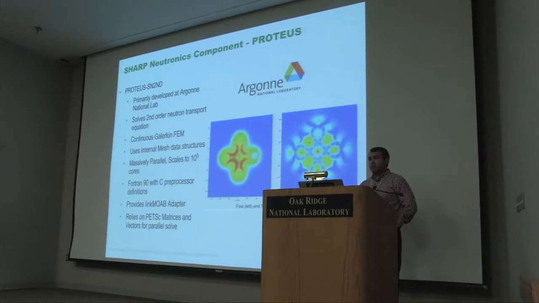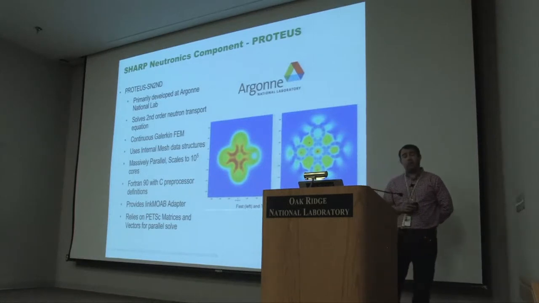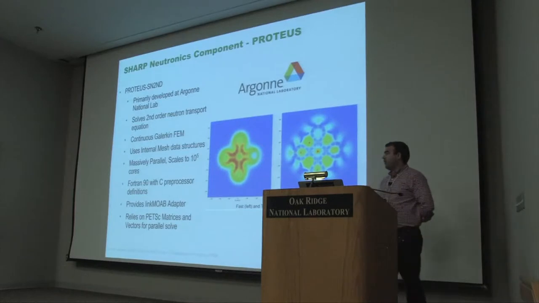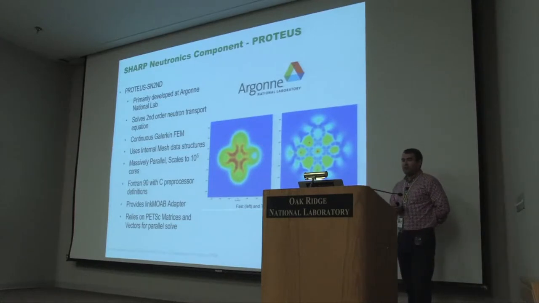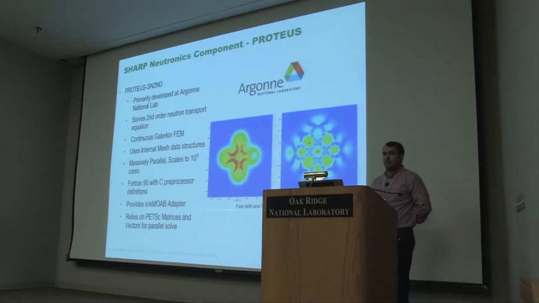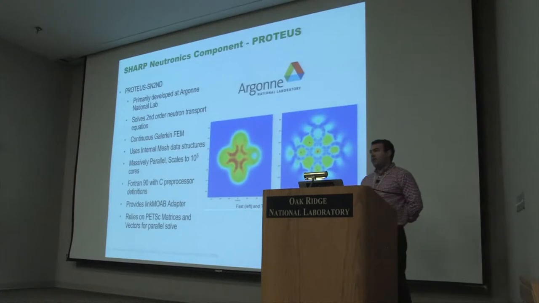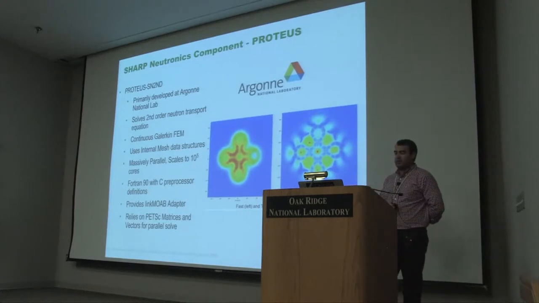It's basically completely Fortran. It's Fortran 90 in a lot of places. The MOAB adapter that they wrote is actually Fortran 77, I'm pretty sure. Actually, I take that back, it's Fortran 90 as well. There are other pieces that are Fortran 77. It has a few C preprocessor definitions. And its solve leverages the PETSc library. I don't know how many people are familiar with PETSc, but it provides parallel matrix and vector data structures to do these Krylov solves and stuff like that.